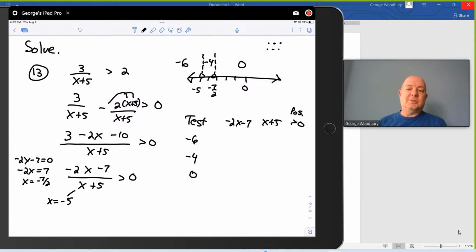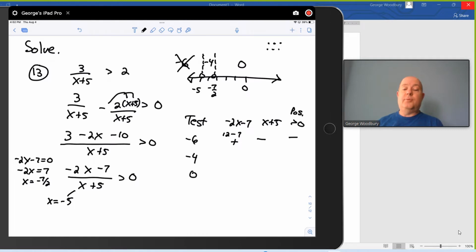That first factor is a little harder to work with with all the negative 2x in front of it, but we can still do it. Negative 2 times negative 6 is positive 12. And 12 minus 7, that's going to be positive. Negative 6 plus 5 is negative 1, and so that's negative. And that means that we have a fraction where we have a positive numerator, a negative denominator. That's a negative fraction, and it's not greater than 0. So negative 6 is not a solution.